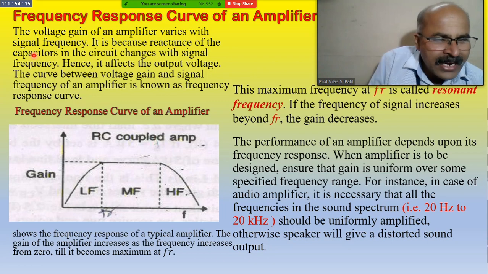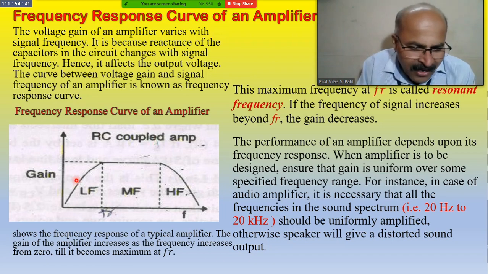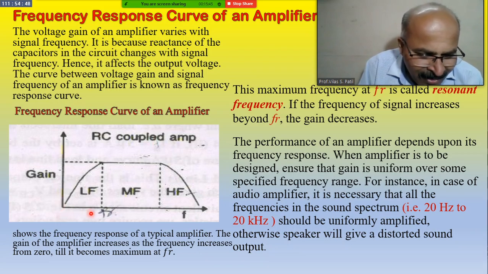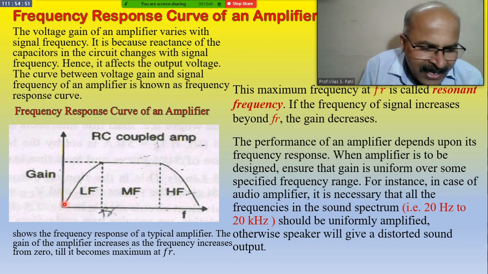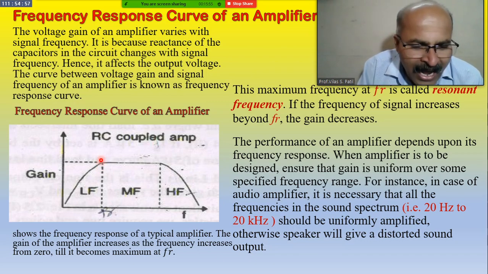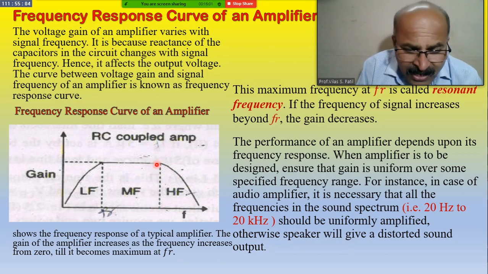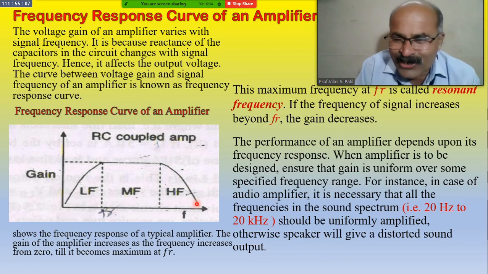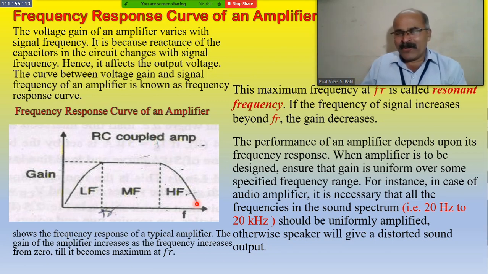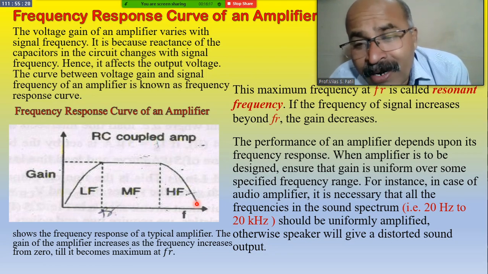See here, the voltage gain of the amplifier varies. The voltage gain is here, and the frequency increases here. As the frequency increases, the gain increases, up to a certain frequency. Then it remains constant. Then even as the frequency increases, the gain decreases and becomes zero. First it increases, stays flat, then decreases again and again. And this nature will be shown by the transistor amplifier in common emitter mode.